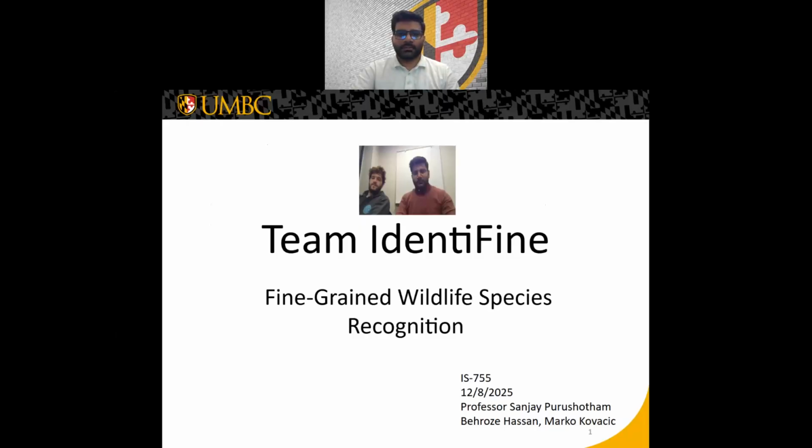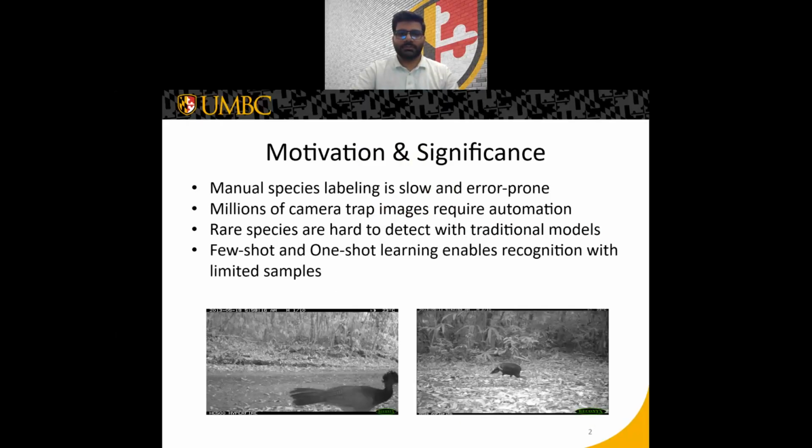We're going to tell the motivation and significance of this project, which is that manual species labeling is very slow and error prone. As you know, there are millions of camera traps out there in the jungles, which requires automation, and that has not been done yet. For the rare species in the jungle, to preserve them, you need to first detect and label those species and study their patterns, like at what time they come to some specific spots or not.